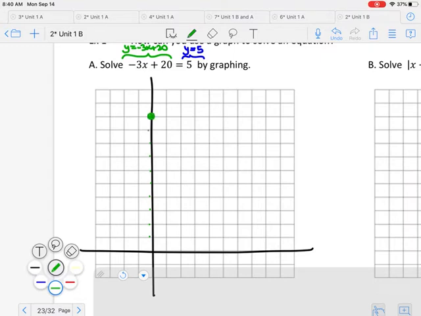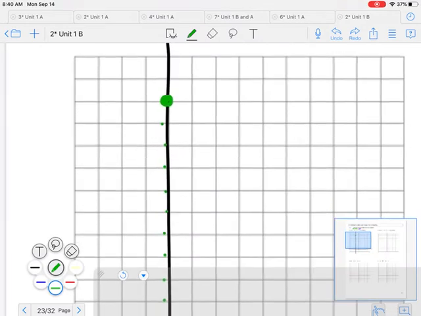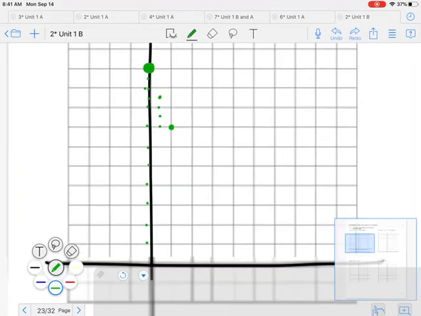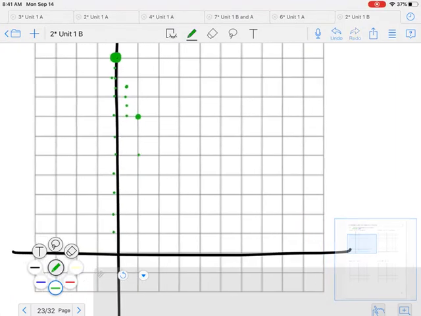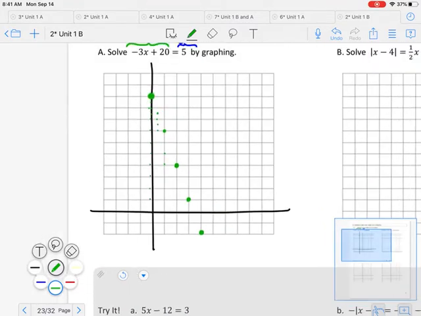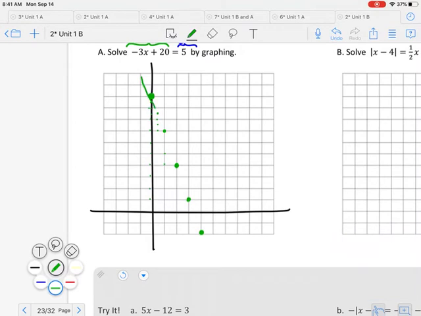And it's got a negative 3 slope, so negative meaning going down to the right, rise over run. So down 1, 2, 3 over 1. I could also see that as 6 over 2. Going down 2, 4, 6 over 2. So there is that line.